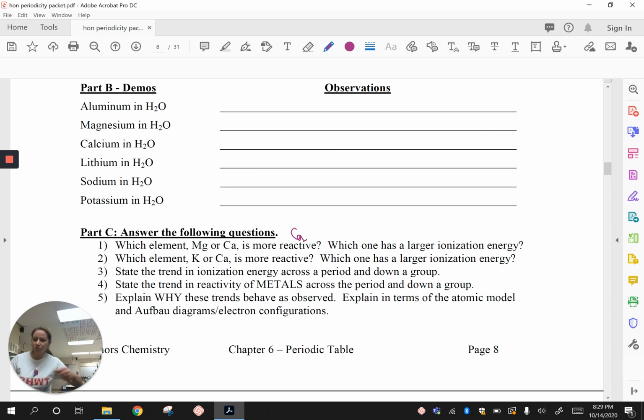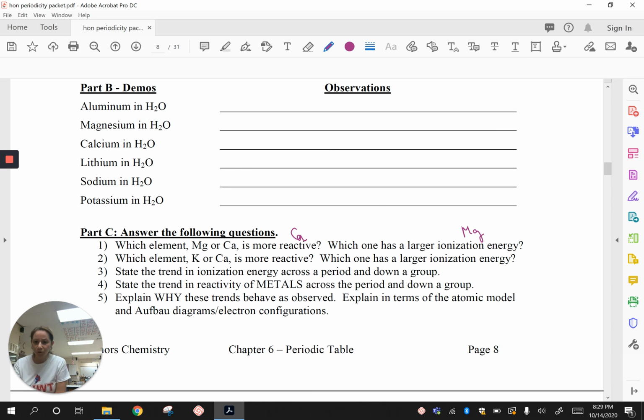So if it's hard to remove that electron, that means it requires more energy to remove the electron. Your ionization energy is higher. So out of those two, calcium seemed to be pretty easy to react. Magnesium was harder to react, and so magnesium required more ionization energy. So magnesium has a larger ionization energy.